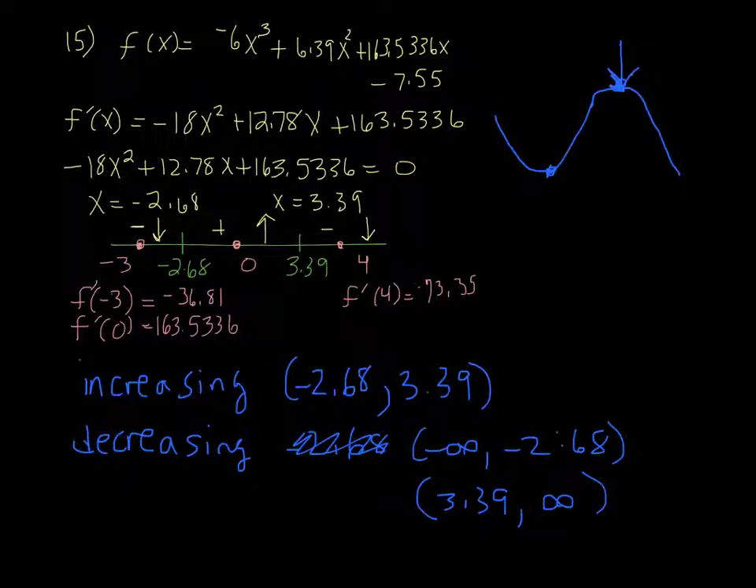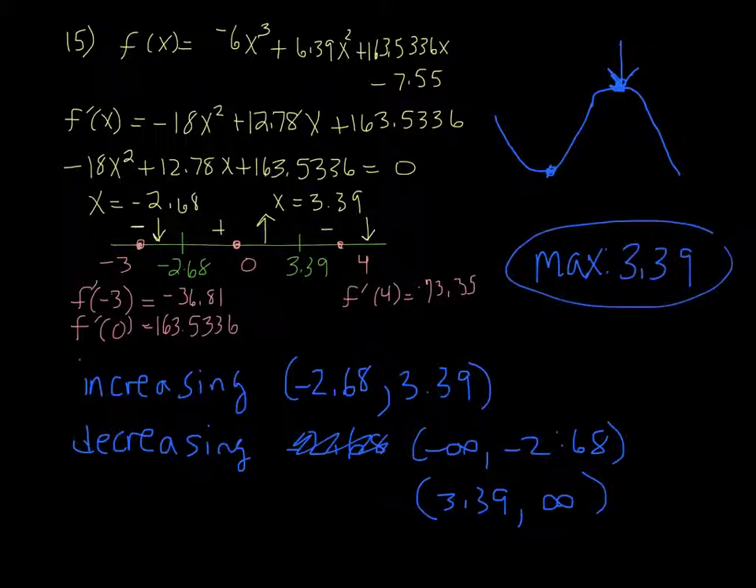So that is happening where the derivative is 0, and that's at 3.39. So there's a max at 3.39. And there's a min at negative 2.68. Not that you needed that for the problem, but might as well let you know. And that's it for that one.